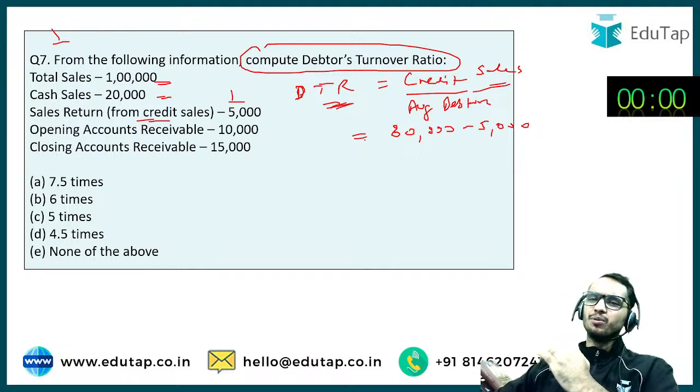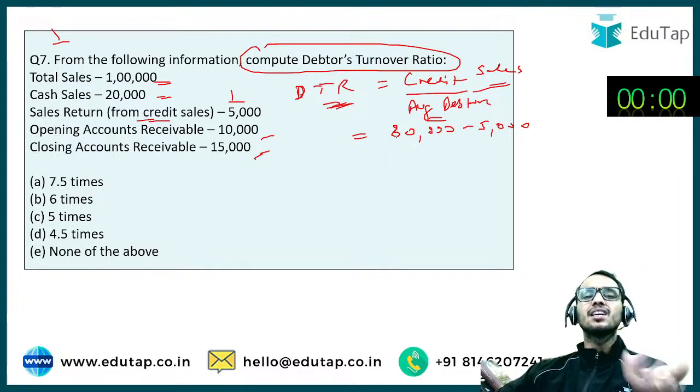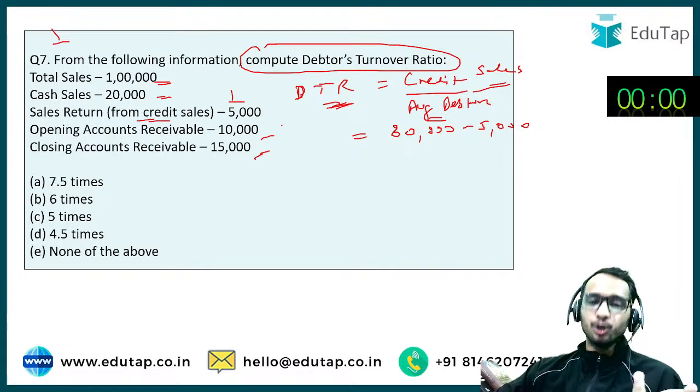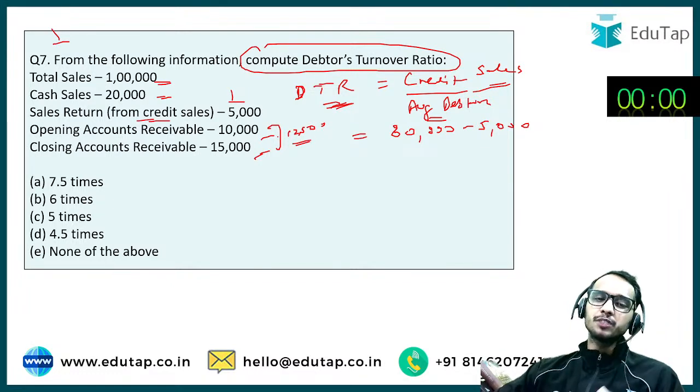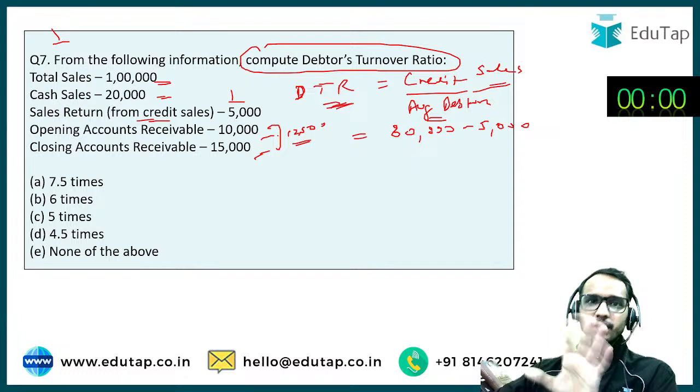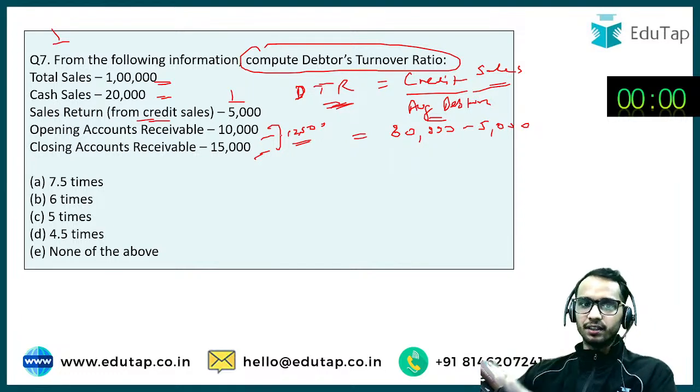Opening account receivable, that is your debtors, and closing account receivable are given to you. So you have to calculate average debtors. 10,000 plus 15,000 divided by 2. You will have 12.5 thousand, that is 12,500. Easy. Okay? You can calculate this mentally. 10,000 plus 15,000 divided by 2, you can do this mentally. 12,500.